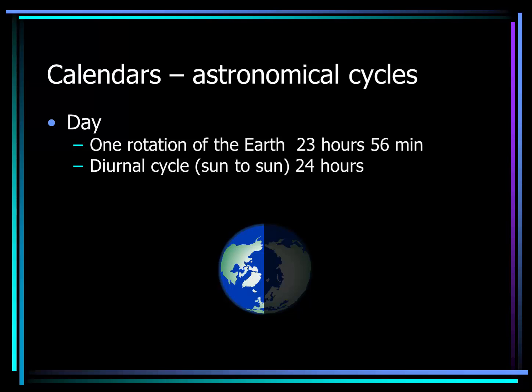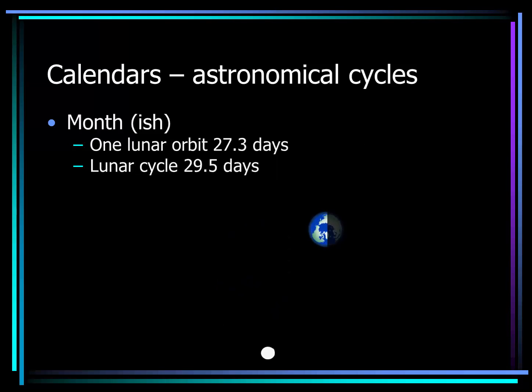We'll start off with the day. Well, one rotation of the Earth is 23 hours and 56 minutes. However, due to Earth's motion around the sun, sunrise to the next sunrise is 24 hours. A month is 27.3 days. Well, that's how long it takes for the moon to orbit the Earth, but the lunar cycle is 29.5 days.